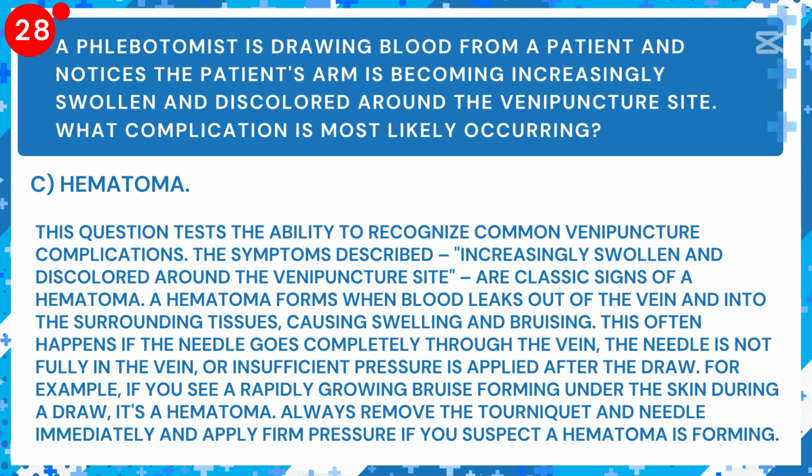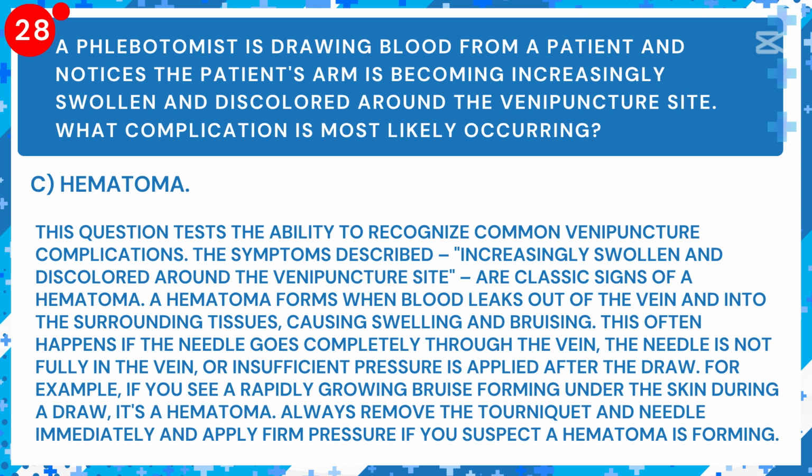Answer: C. Hematoma. Explanation: this question tests the ability to recognize common venipuncture complications. The symptoms described, increasingly swollen and discolored around the venipuncture site, are classic signs of a hematoma. A hematoma forms when blood leaks out of the vein and into the surrounding tissues, causing swelling and bruising.